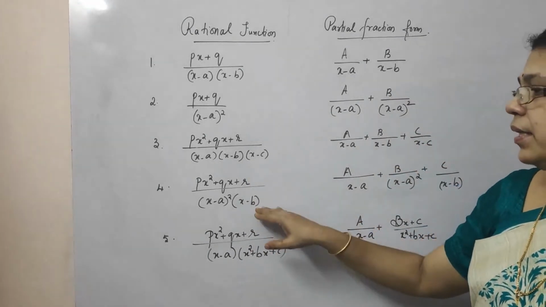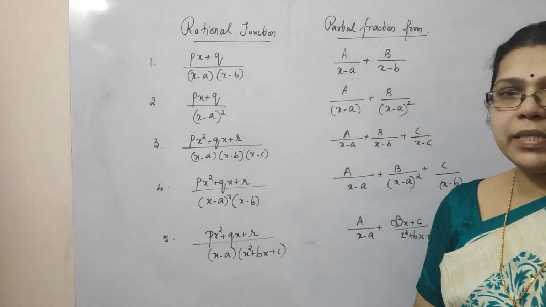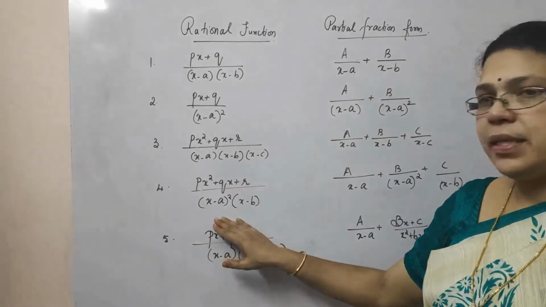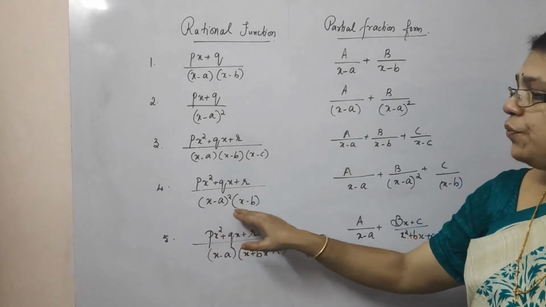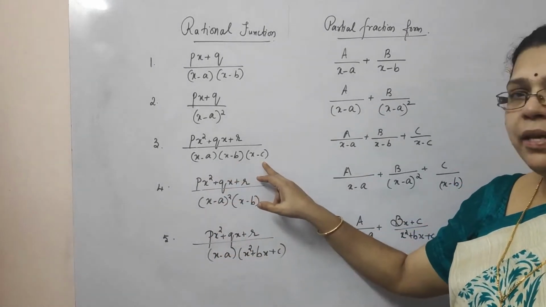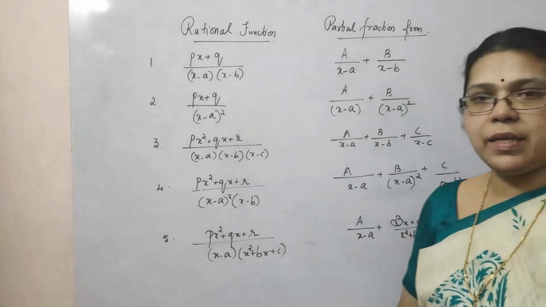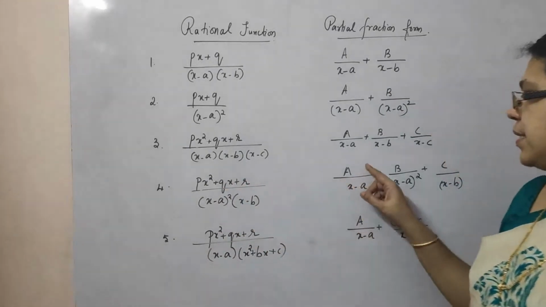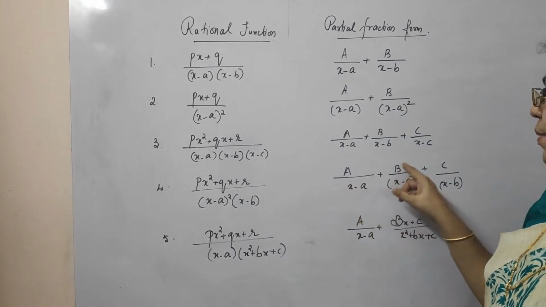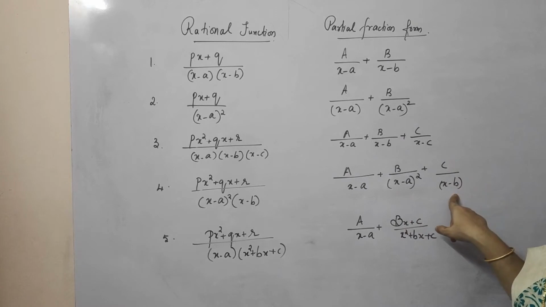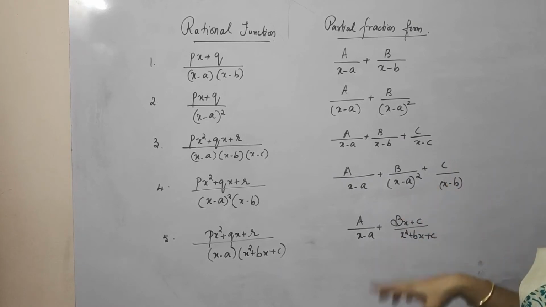Further, in the fourth case, what we are discussing is the numerator is a quadratic form. The denominator is such that two factors are the same. Here we have 3 factors. Again, this is a cubic expression where 2 factors are the same. So, I can write this as A by x minus a plus B by x minus a the whole square plus C by x minus b.